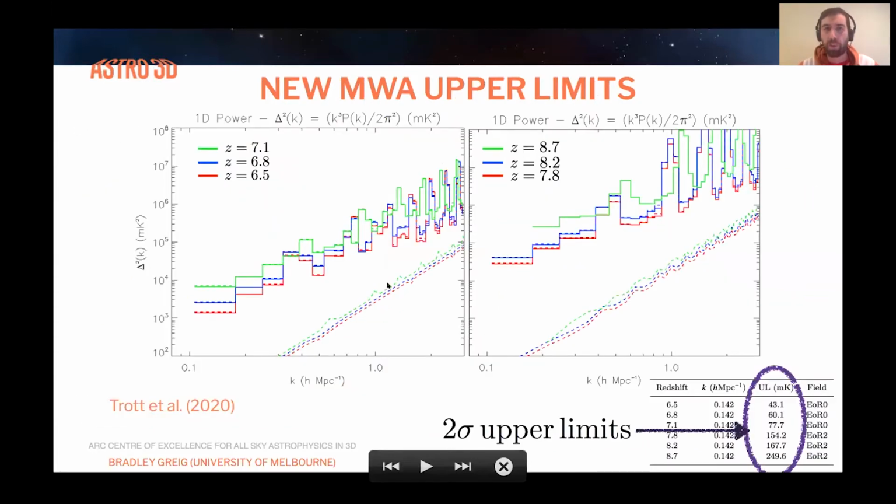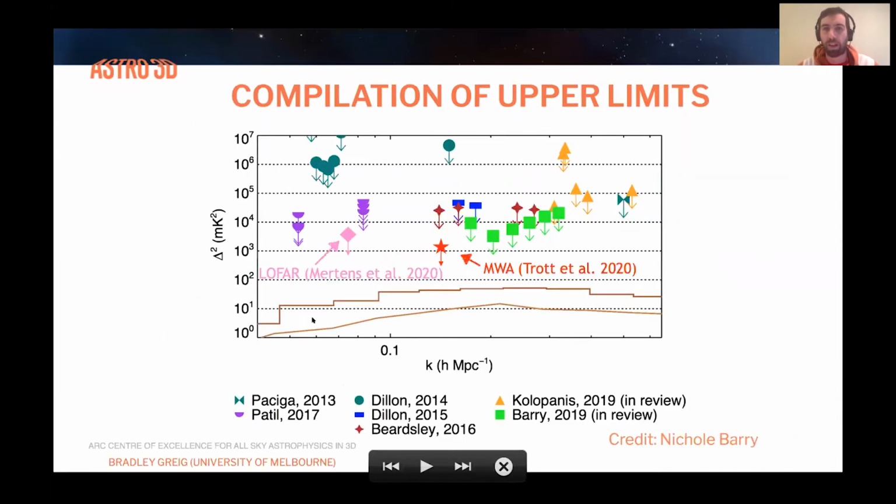As Kath spoke about in the previous talk, MWA has new upper limits. And so these are the 2 sigma upper limits. So I won't dwell on this too much further. I'll go to a less populated compilation of upper limits on the 21 centimeter power spectrum.